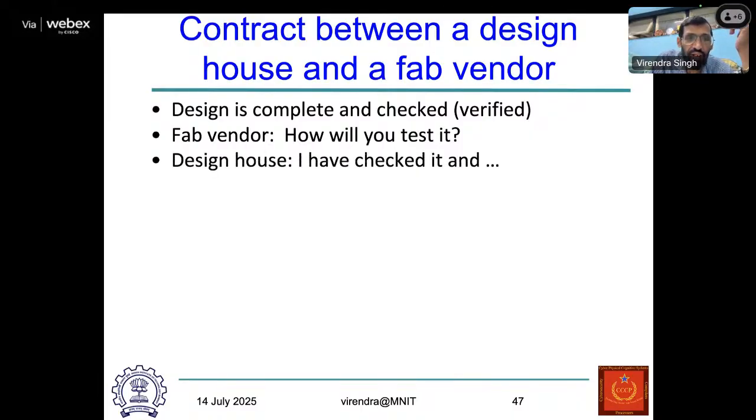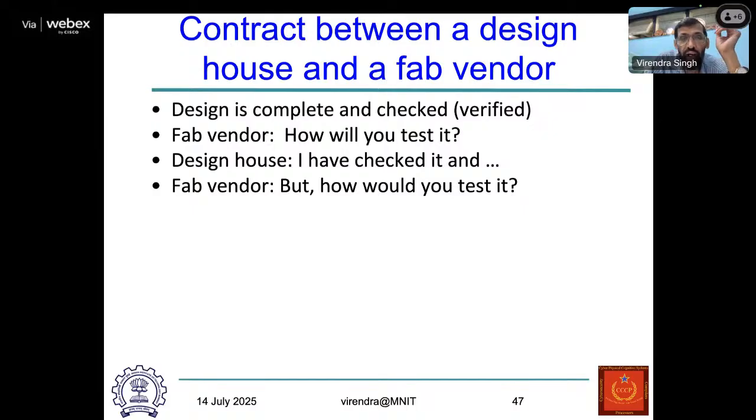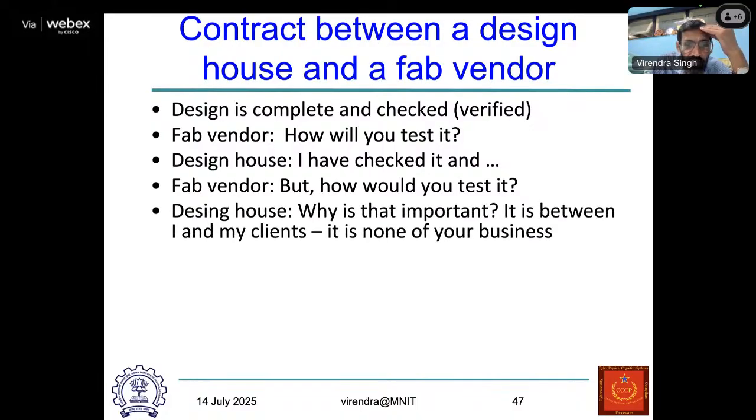Maybe you can say, I have checked that my design is correct, that means there is no bug, and I know how to test that particular device, what I need to apply and what I want to check. But then again, the fab vendor says, you have checked your design thoroughly, but at the end, how will you test? So maybe the design house may say, why is that important for you?